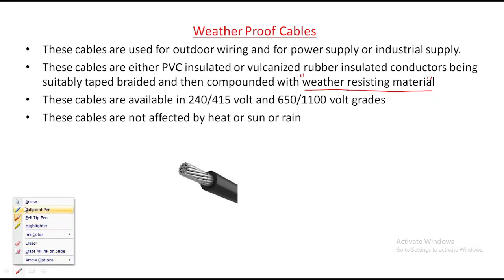These cables are available in 240/415 volt and 650/1100 volt grades. This voltage grading is common for every cable. These cables are not affected by heat, sun or rain. Understand? These are the weatherproof cables. Weatherproof cables have a particular property, that is the weather resistance material, right?